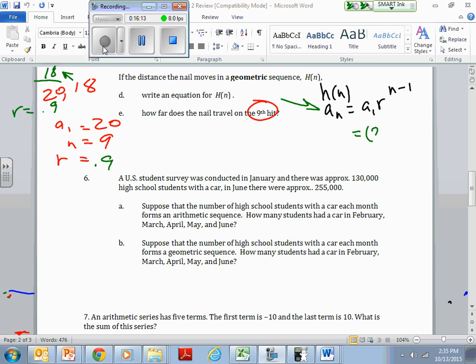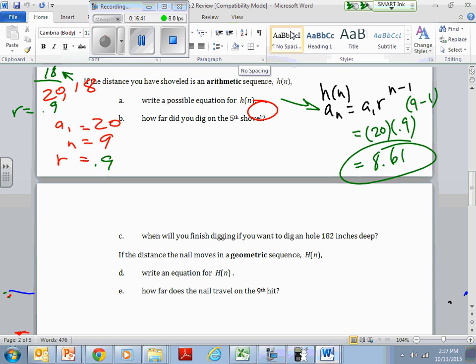A sub 1 is a 20. R is a 0.9. And n minus 1, and you're a 9 minus 1. I haven't granted you put 8. But fill in the whole thing before you do stuff with it. That way, if you miss it, usually the points are more than one I can give you for plugging it in. Calculator should do it. There's the answer, 8.61.